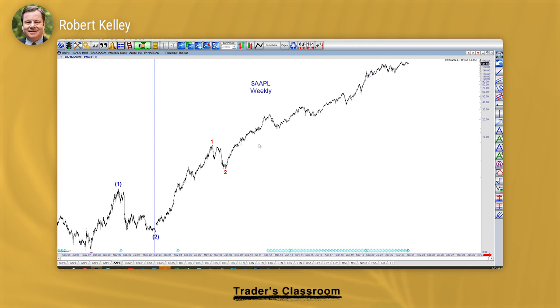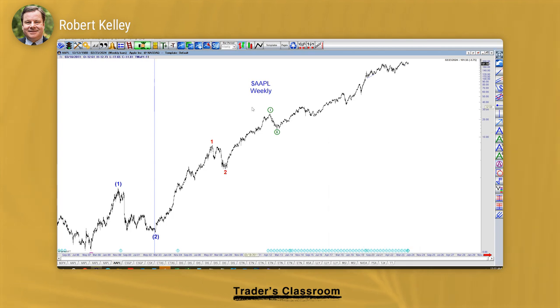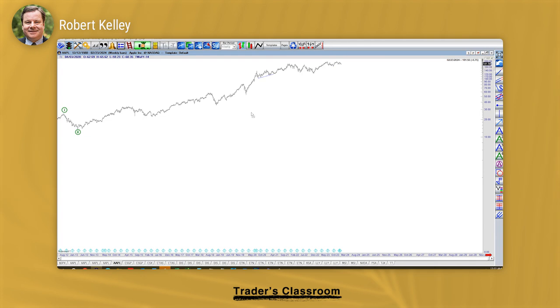So that means we have to put a lower degree 1 and 2 for that advance and that decline. All right, so now we can go to, let's see, zoom in a little bit here.